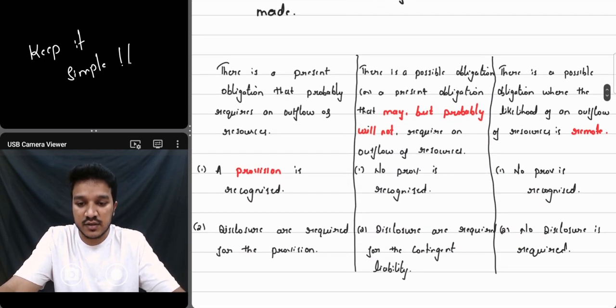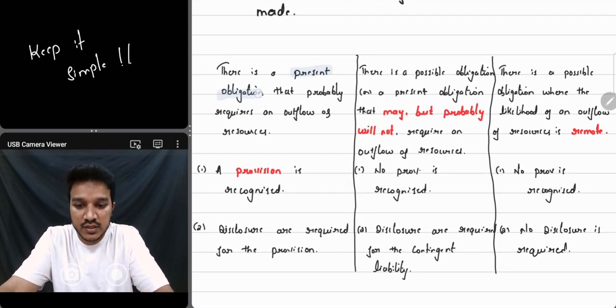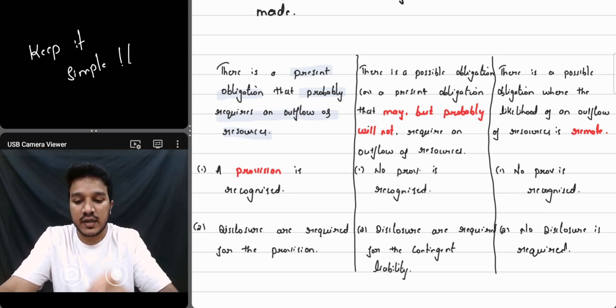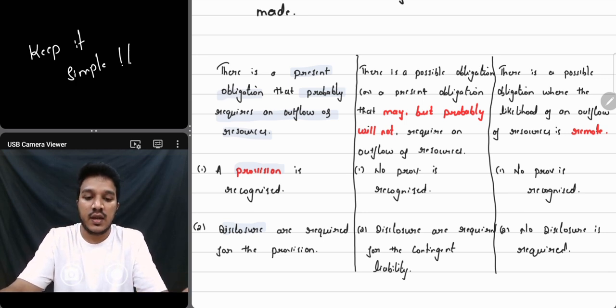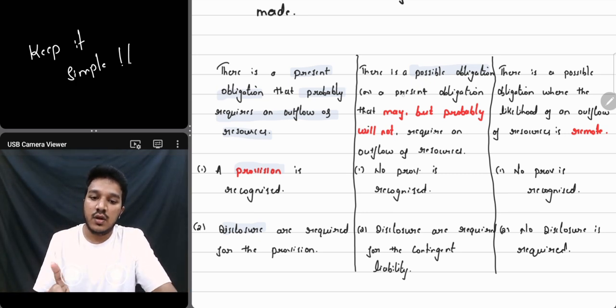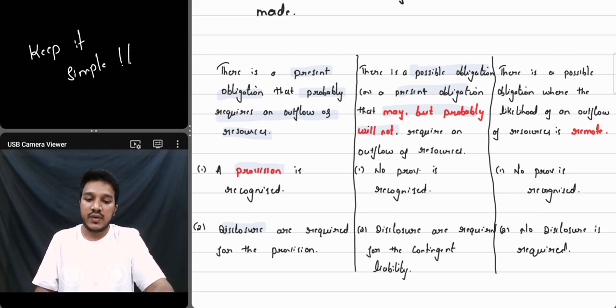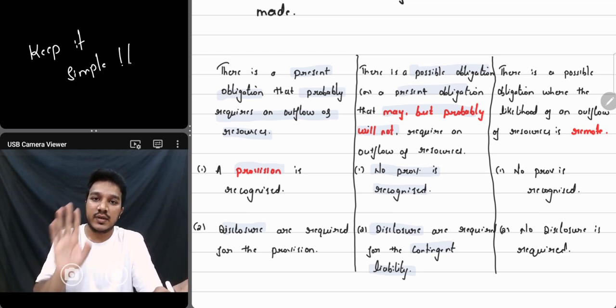Now if you see, this is a chart. Here there is a present obligation and it also probably requires an outflow of resources. Present obligation भी है and it also requires an outflow of resources. So in that case, you will recognize a provision और इसका related एक disclosure भी दे देते, you will give a disclosure also. Then on the other side, there is a possible obligation, present obligation नहीं, possible obligation, or a present obligation which may or probably will not happen. When there is an uncertainty like this, you will not recognize a provision, but you will give a disclosure as a contingent liability. ठीक है, provision recognize नहीं करते, but contingent liability disclose करते.